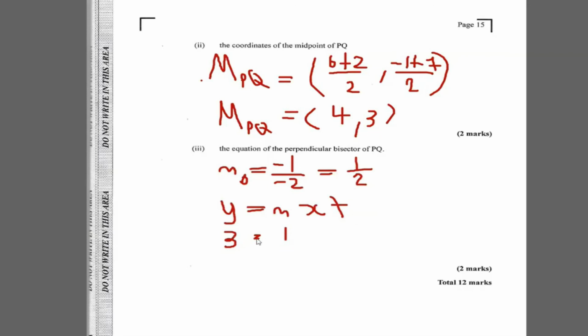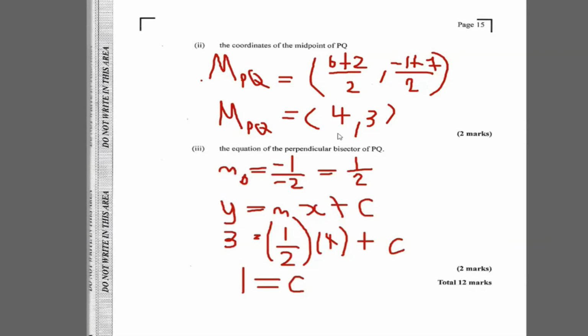So 3 is equal to the gradient, which is a half, times x. And x in this case is 4, plus c. So it's a half times 4 plus c. All right, so all we have to do now is a half times 4 is 2. We subtract 2 from both sides and we get 1. And so c is equal to 1.